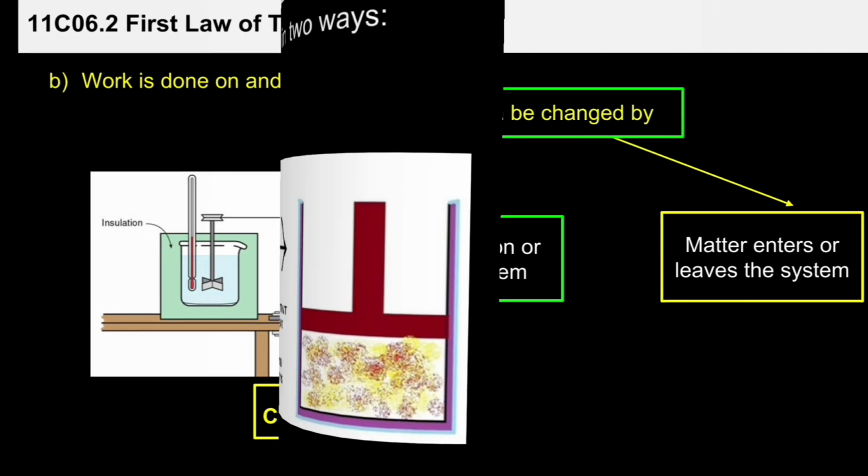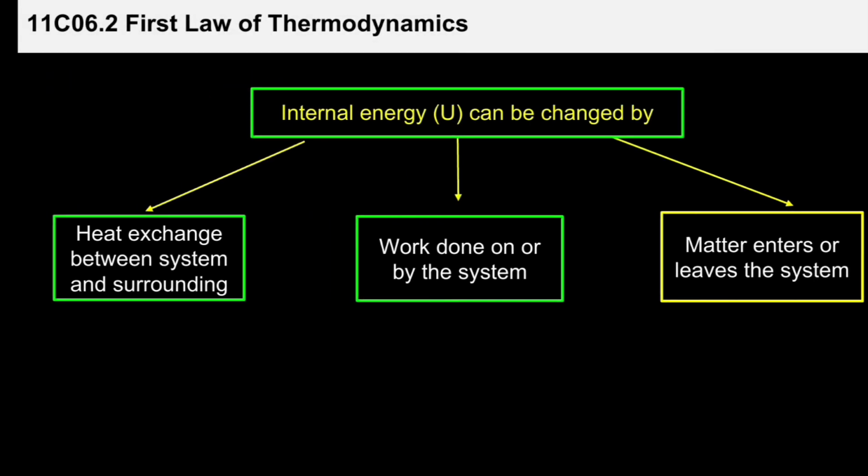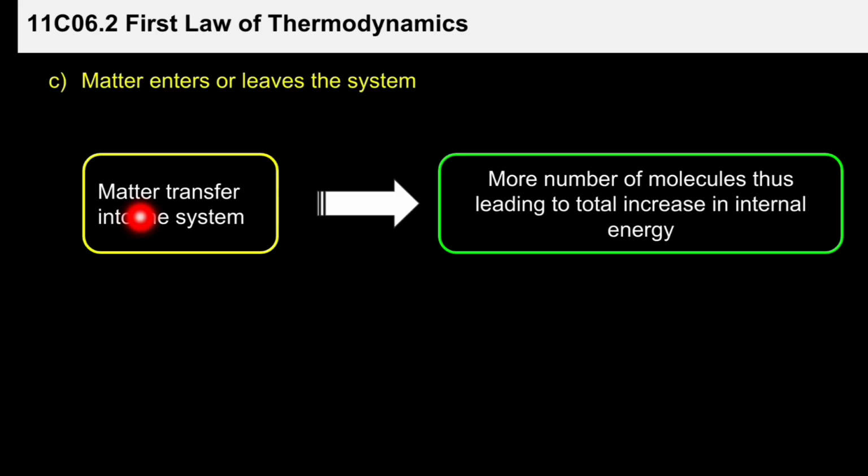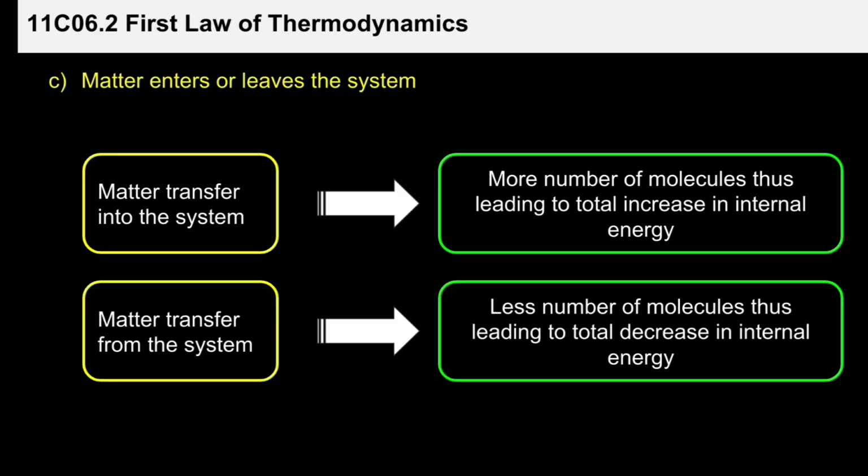So now let's see how the internal energy of a system can change by exchange of matter. When matter enters the system, the number of molecules inside the system increases. As the number of molecules increases, the internal energy of the system also increases. However, when matter leaves the system, the number of molecules inside the system decreases. Therefore, the internal energy of the system decreases.